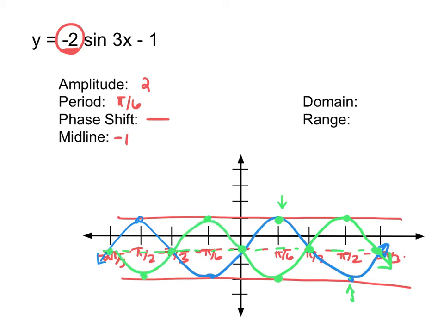So that's how you deal with a negative. It just reflects your points from being maximums or minimums to maximums. But the ones on the midline remain the same. The domain is the same, the range is the same. You just have to, when you're graphing it, decrease before you increase.